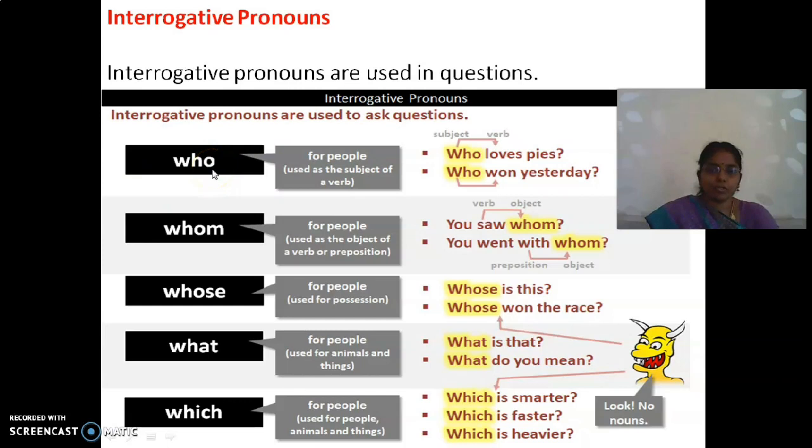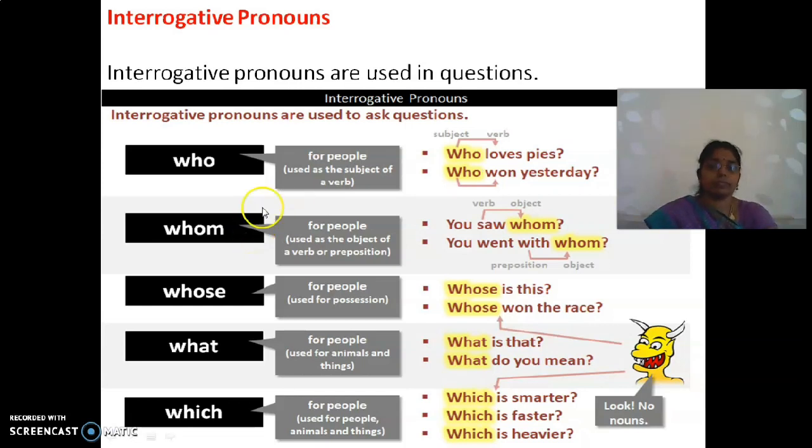So now for who, this is used for people, used as a subject of a verb. Example, who loves pies? Who won yesterday? So, who acts as a subject and loves, won, all these are verbs. That is the reason why it is used as a subject of a verb. Who acts as a subject here.